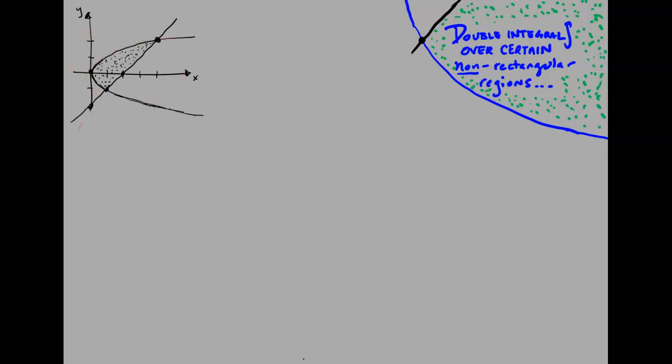trapped between a parabola and a straight line, namely the parabola x equals y squared and the line y equals x minus 2. Now suppose that our problem is to find the value of this double integral over the region R, where R is the region at left.